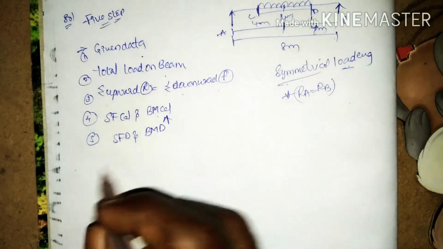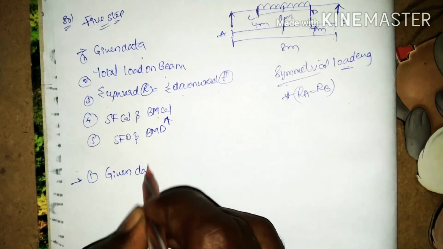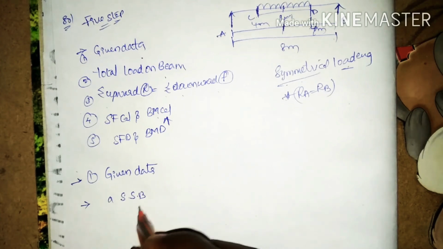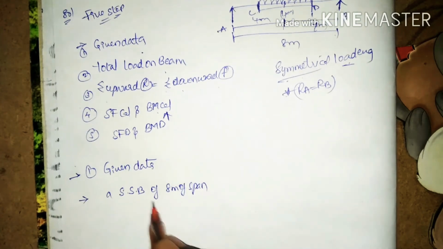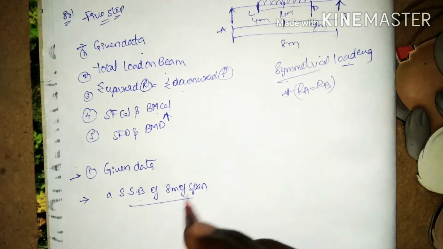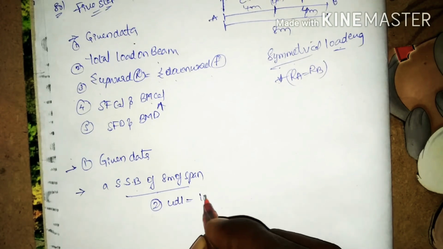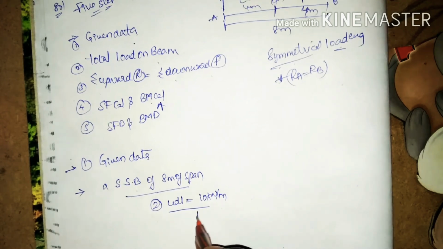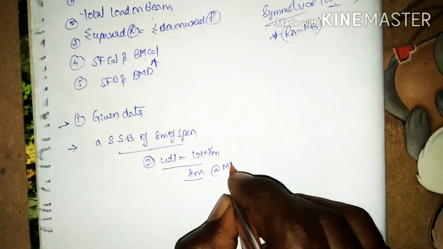Let's go into our 5 steps, that is number 1, given data. Given data: a simply supported beam of 8 meters span. Either you can write a simply supported beam of span 8 meters, you can write it this way also. Number 2, UDL of magnitude 10 kN per meter, and it is acting for a span of 4 meters only, at the midspan.